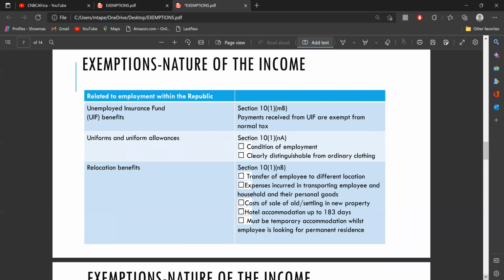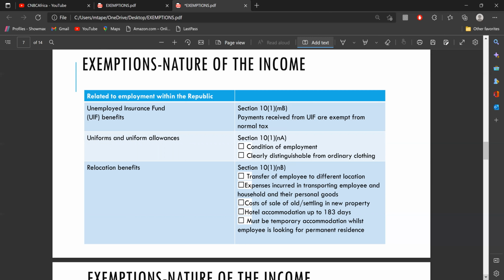Then there's unemployment insurance fund, UIF, benefits. These are exempt in terms of Section 10(1)(mb). So if you come across a question and they tell you that the taxpayer has received a UIF payment, the amount would be exempt in terms of Section 10(1)(mb).